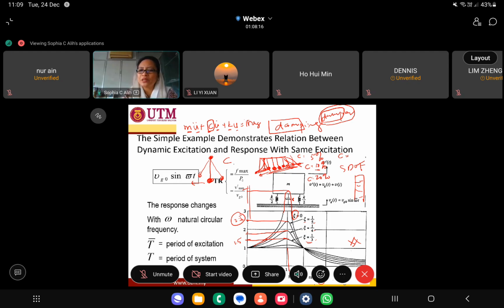This type of damper is to increase the damping in such a way that you can reduce the vibration of your structure. So this is also another channel of research, another topic that if you're interested, you may go into detail about.